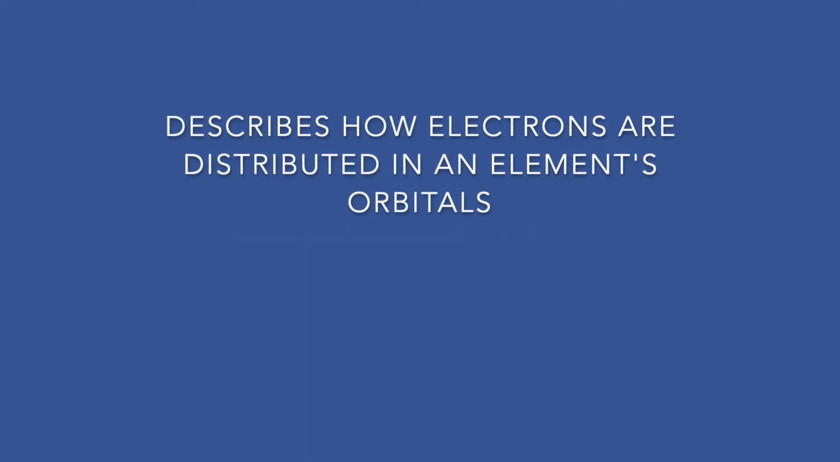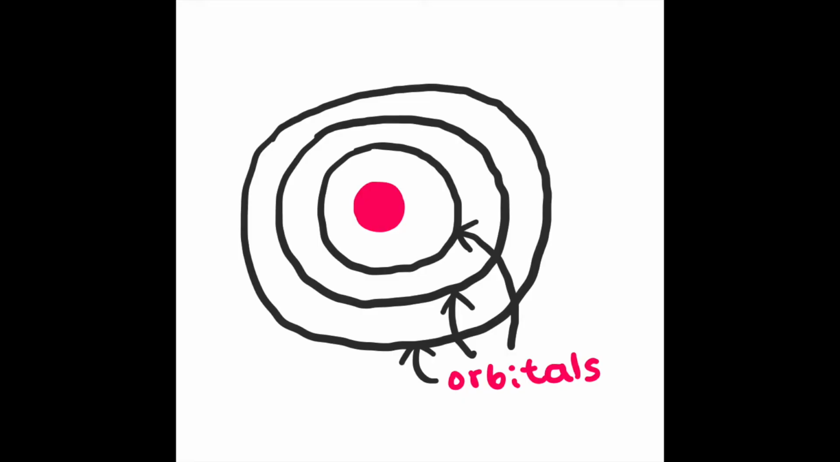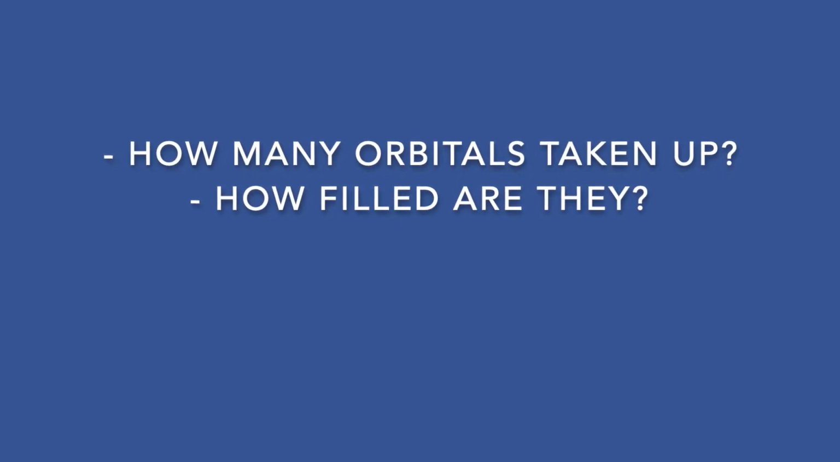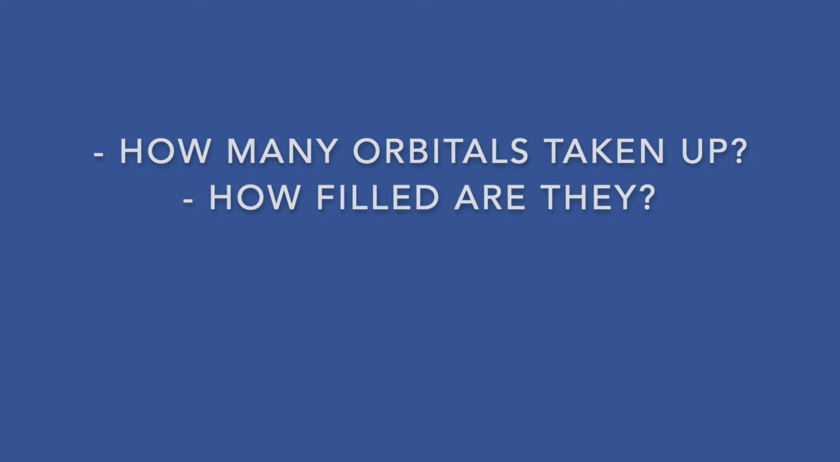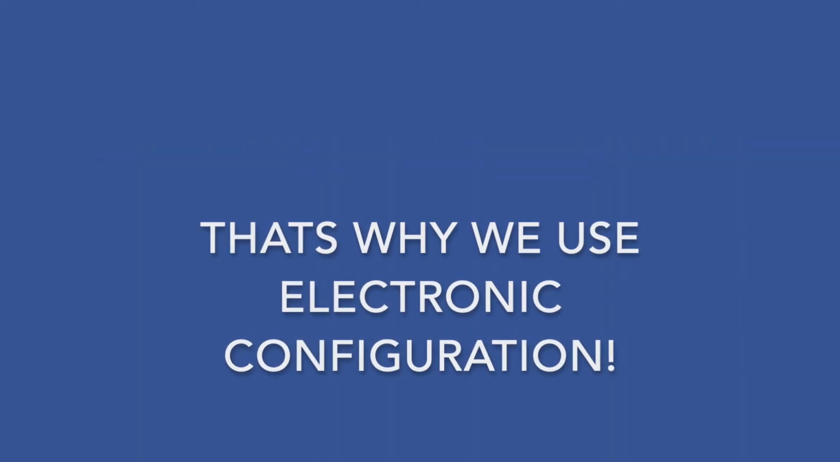What is electronic configuration? Electronic configuration describes how electrons are distributed in an element's orbitals. What if we are asked to describe how many orbitals are taken up by the element's electrons and how filled they are? We would need to use electronic configuration to solve this.